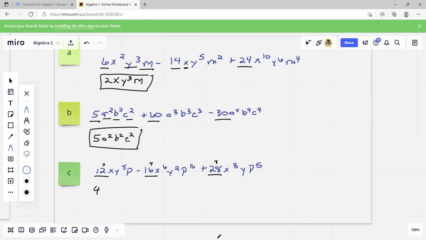All right, and then our lowest exponent on x will be 1. They've all got at least one x. Our y, that's y to the 5th, y squared, 1y, so 1y right there. And then our p will be 1p. So there's that one, 4xyp.